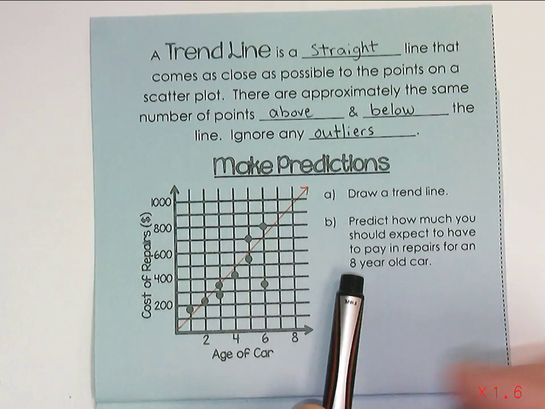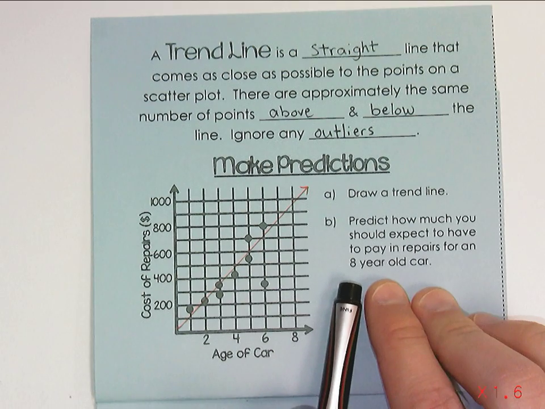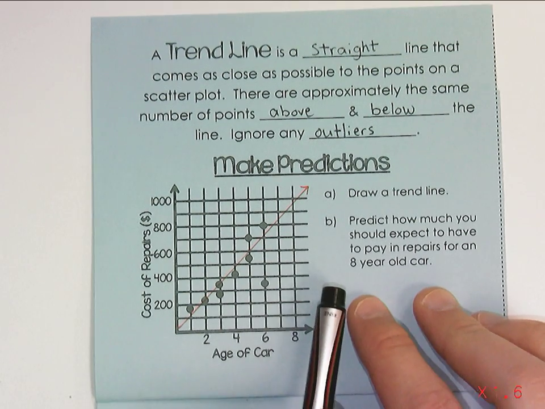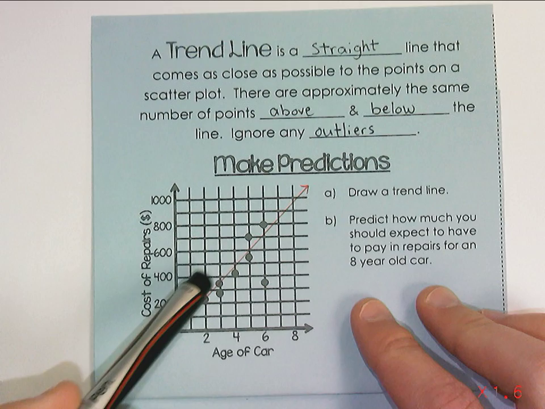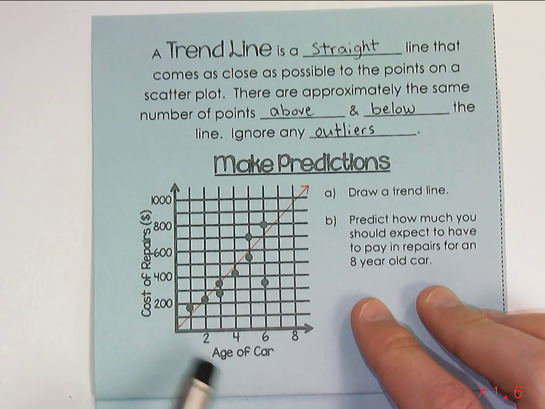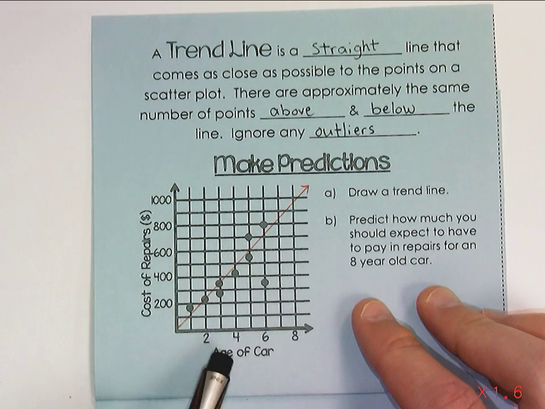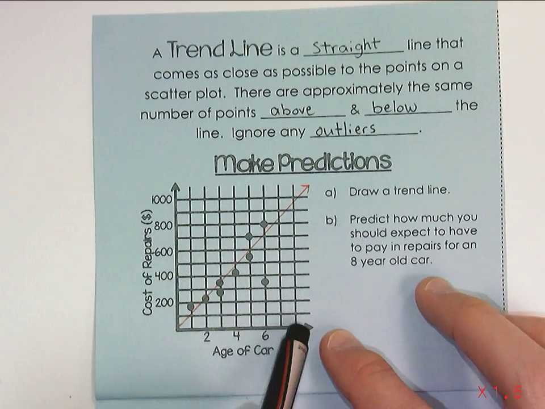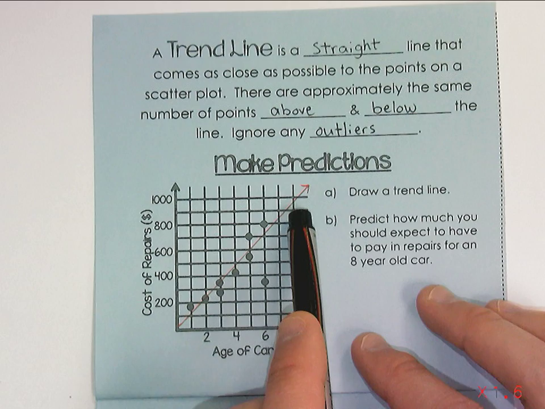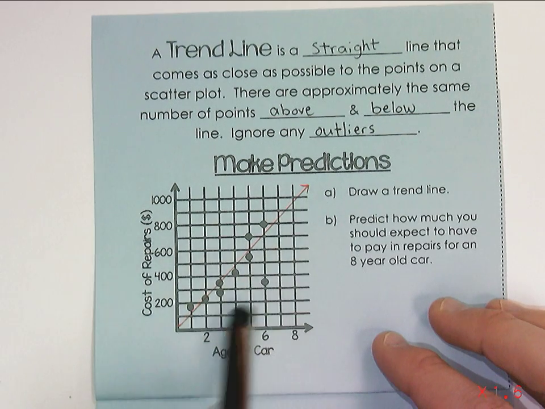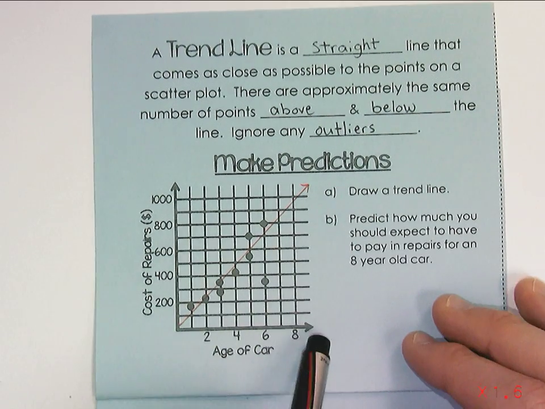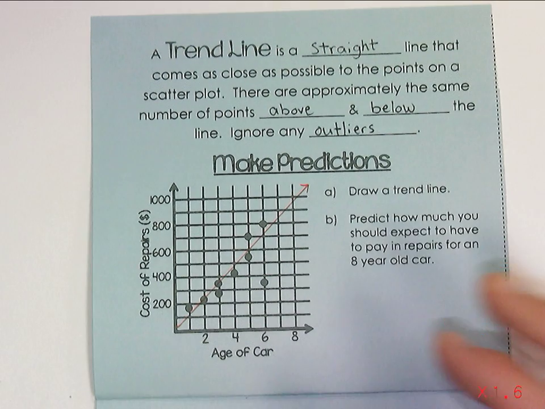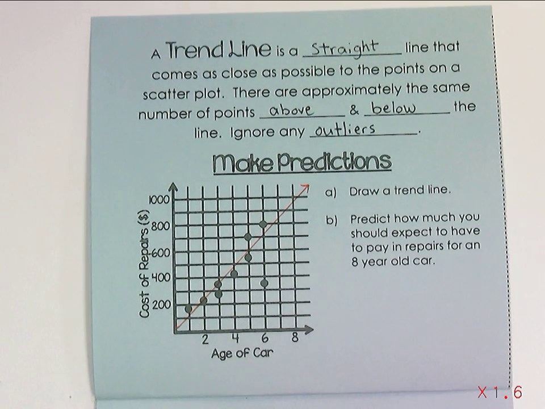So sometimes you'll be asked to extrapolate, and sometimes you'll be asked to interpolate. So interpolate would be to look within our data set here. So if we wanted to predict the cost of repairs on a 3-year-old car, that would be considered interpolating. But if we're looking at 8, I would consider that extrapolating because it's outside of the data set. So if we looked at 8, 10, 12, that's outside, we'd consider extrapolating.